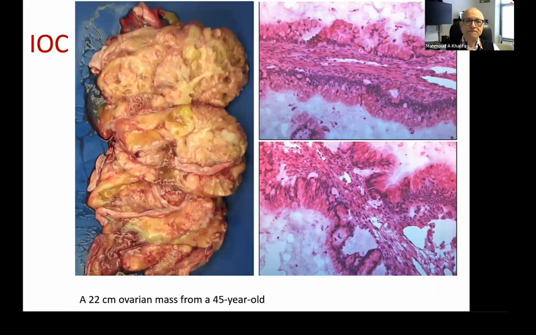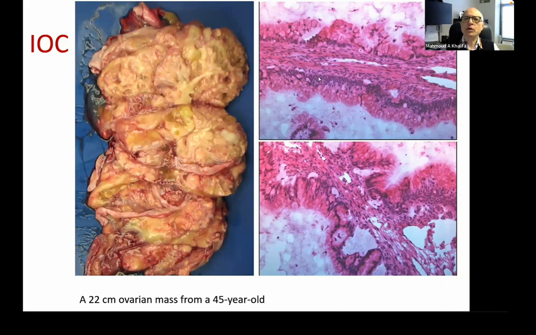How about this one? This is a 22-centimeter mass from a 45-year-old. Look at the left. On the left, you see the tumor, partly cystic, partly solid. You see mucus coming everywhere. You see necrosis. I think we will all agree, just grossly looking at this, that this is a mucinous tumor.